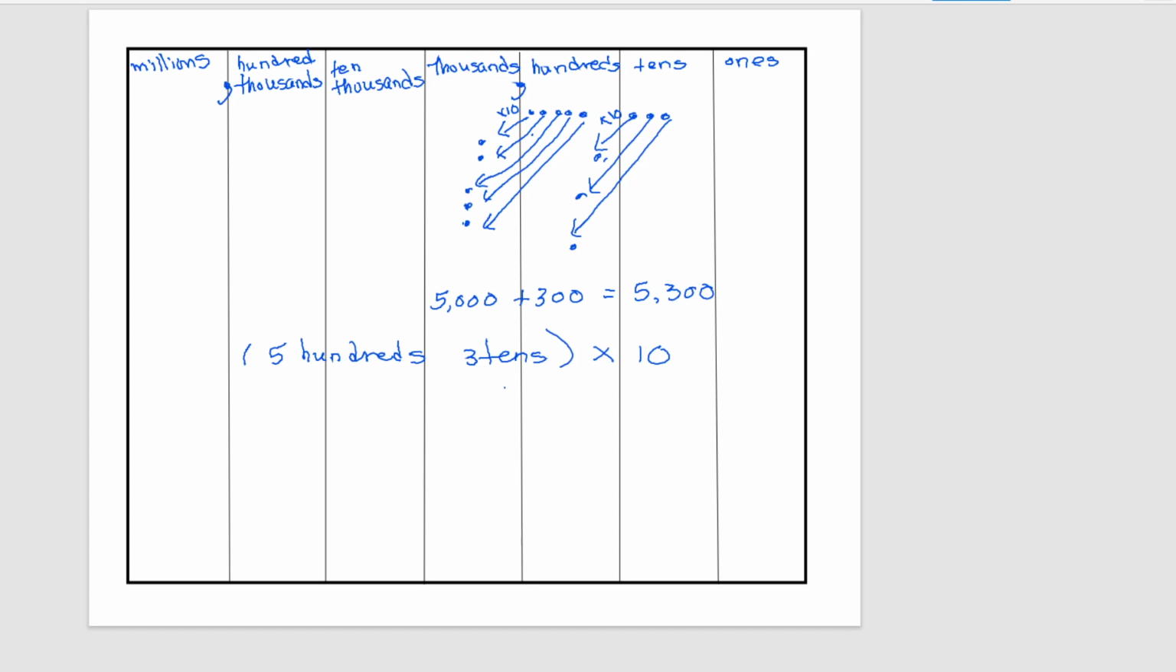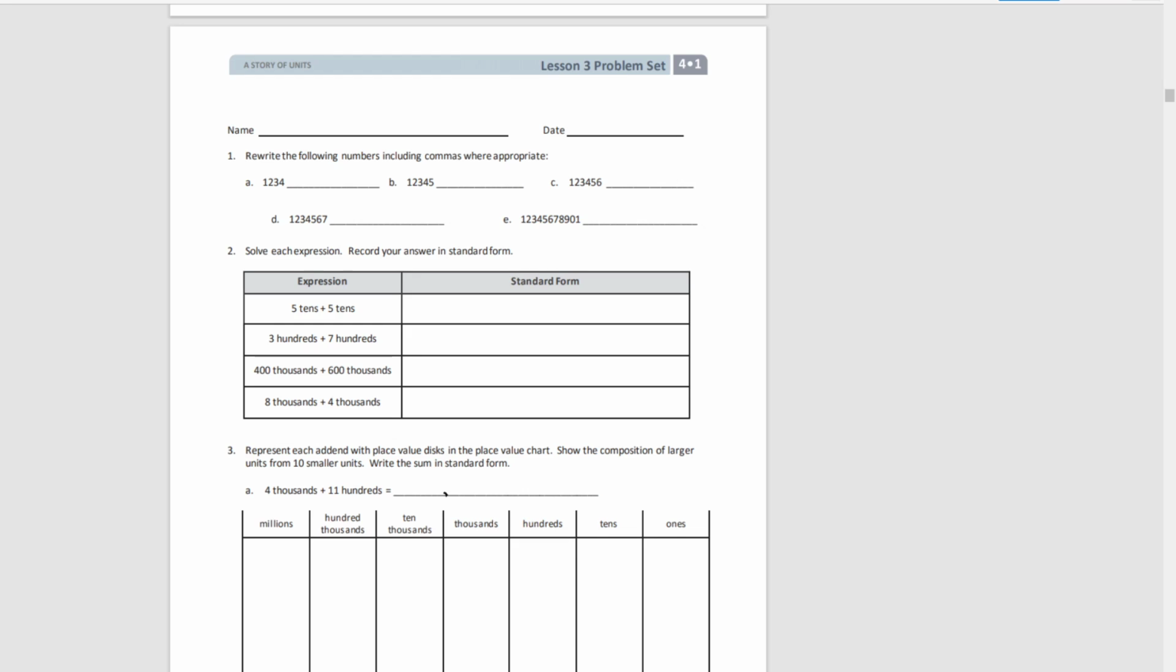All right, we're going to go back to our problem set and apply some of the things that we've learned here to answer our problems in our problem set. So as we've been doing, we'll do one together, and then as you move through the other problems, you'll stop the video, try it on your own, and then come back and see if your answer matched what I did. So for number 1, it says rewrite the following numbers, including commas where appropriate. So we have 1,234. So after the 3 digits, ones, tens, and hundreds, we put a comma.